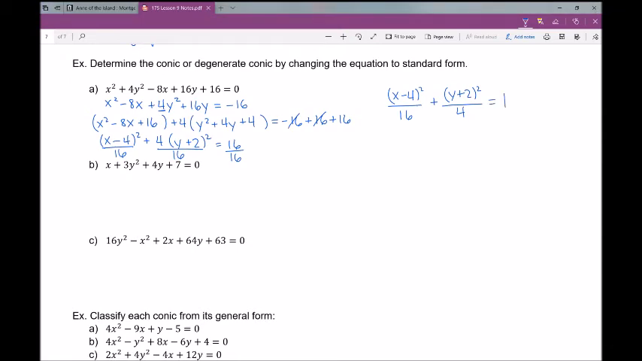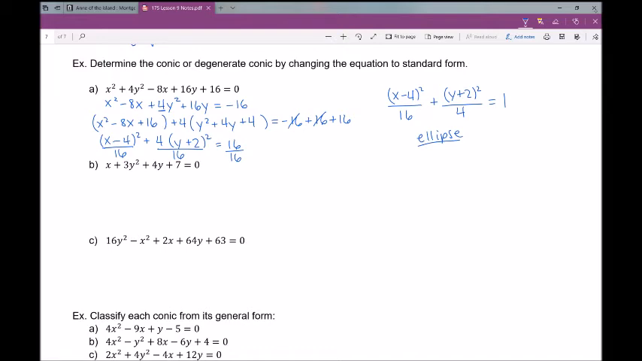And so now that we have this in standard form, you can see that this conic is an ellipse. Okay, so let's go to the second example. So right away, you might notice that we only have one term that is squared. So this is probably going to be a parabola, but we need to make sure that it actually is a parabola and not one of those degenerate conics.